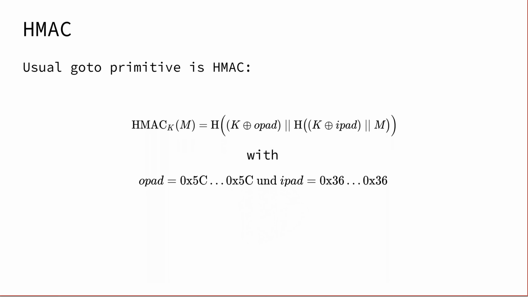So the usual go-to choice is an HMAC. Here we use the hash function h, for example, SHA-256 twice, one time with the key, the secret key, and an inner pad, and then the actual message, and then concatenate this hash output with the key and an outer pad and hash that again. That makes the hash function not susceptible to a length extension attack.